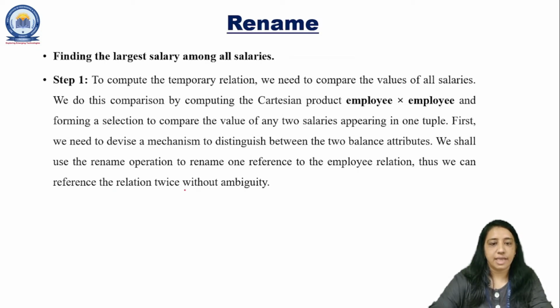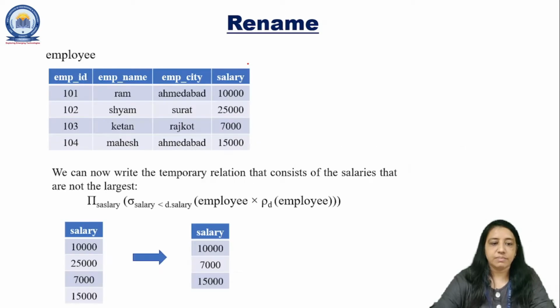We will see one example for that. The thing is, we want to find out the largest salary among all salaries in the employee table. As we were discussing the same relation in the previous two lectures also, we will continue with it here. So we want to find out the largest salary from the employee table. How are we going to do this? Only one table is there with us. So first we will see that. You can see that it has ID, name, city and salary.